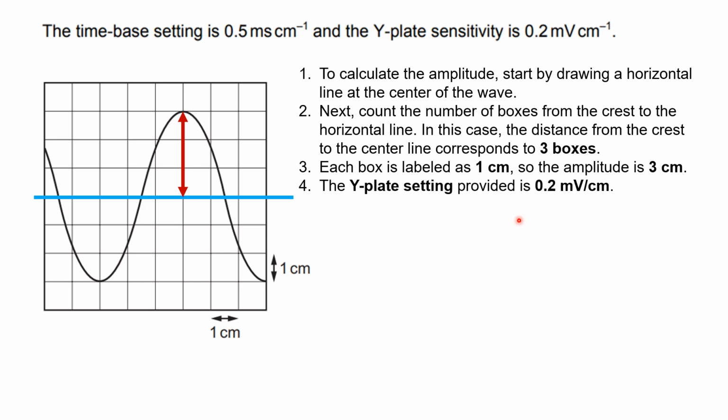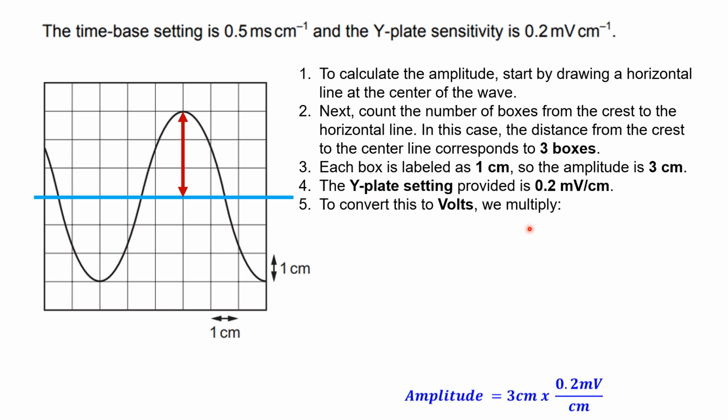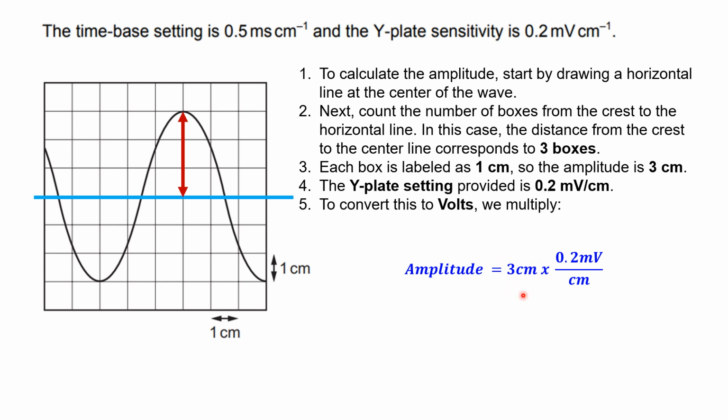The Y plate setting provided is 0.2 millivolts per centimeter. To convert these to millivolts, we multiply 3 centimeters, which is the value on the grid of the amplitude, times the value for each centimeter converted to millivolts. So 0.2 millivolts per centimeter. We cancel centimeters with centimeters. So then we have 3 times 0.2 millivolts, which gives us 0.6 millivolts.